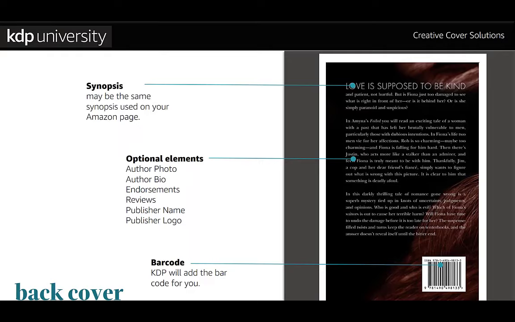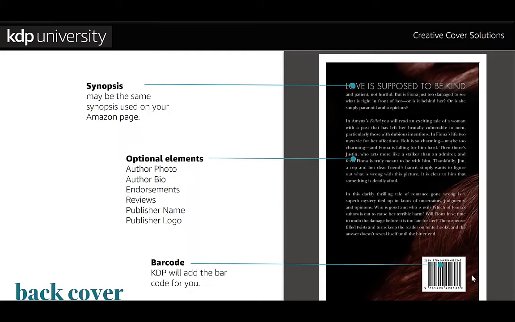All of these elements are optional, but you have spent a lot of time writing your book. You want to carry that through the cover, right? The goal is to give your readers more information about why they want to buy your book. Then the last item on the back cover is the barcode, as we can see in the example here.